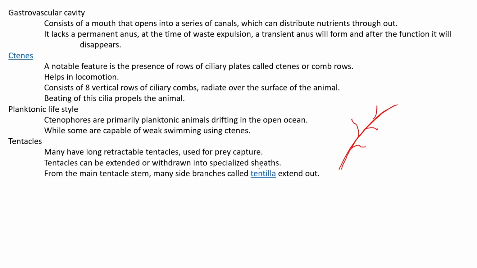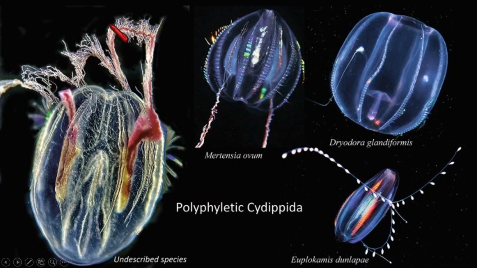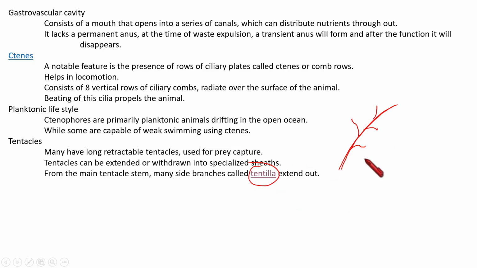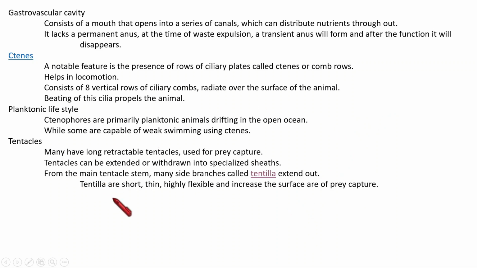Those side branches are called tentilla. To show you the tentilla, these are the tentilla. We can see so many side branches emerging from that main tentacle. We can see that these tentacles are inserted inside a sheath, the tentacle sheath, this red colored portion. So I hope you understood what tentilla are: side branches from the main tentacle. And we have seen that they are very short, thin, and flexible.